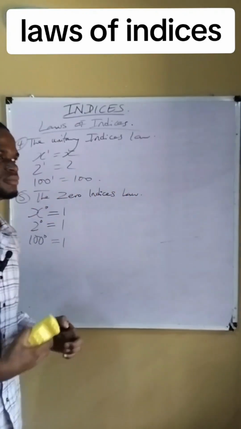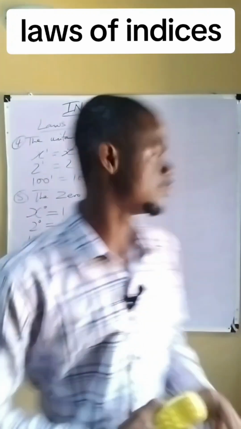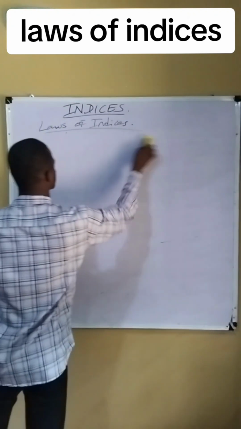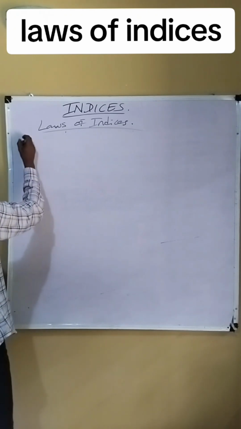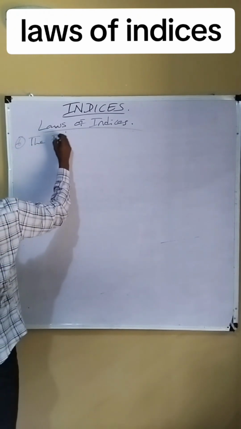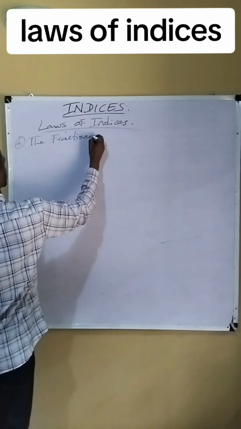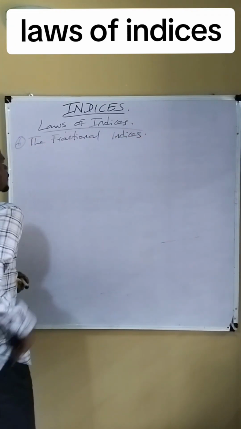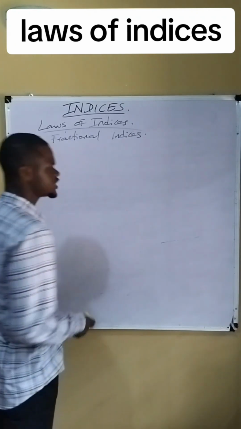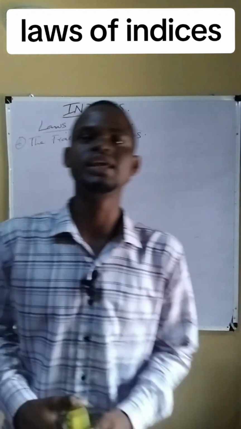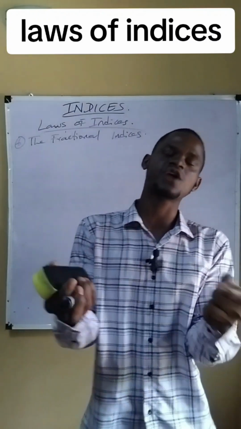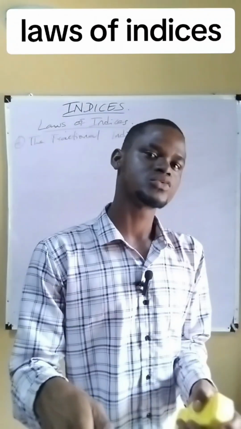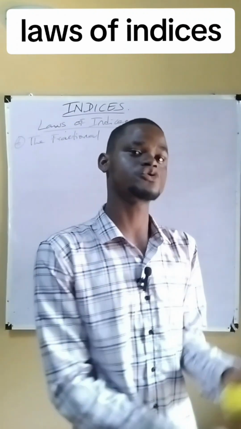Another law we'll still be considering will be the fractional indices law, which is the sixth law, the fractional indices law. This law says that if the index of a number is in a fractional form, the denominator will become the root. If you have 2 as the denominator, it becomes square root.